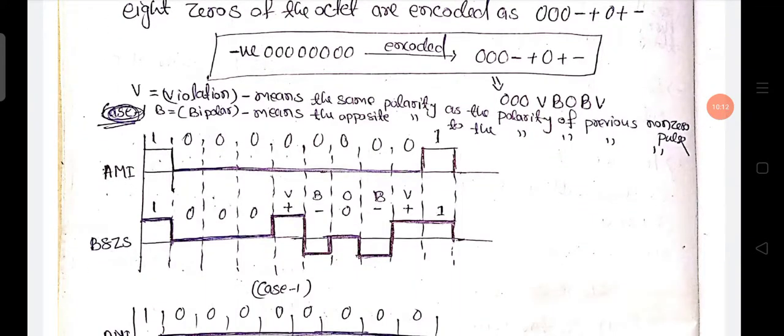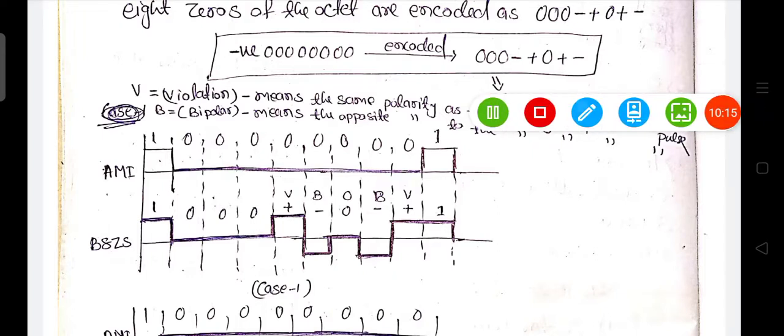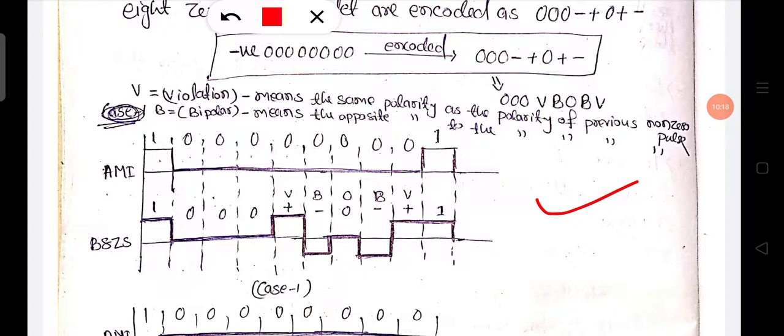Now see, this is the first case. In the first case, what is the rule? The rule says if the last clock pulse before 8 consecutive zeros is positive, then they will be encoded as 0 0 0 positive negative 0 negative positive.